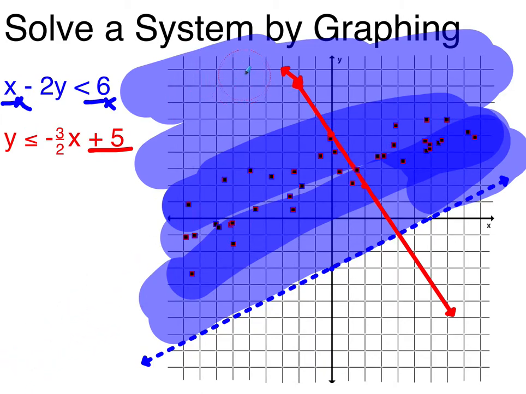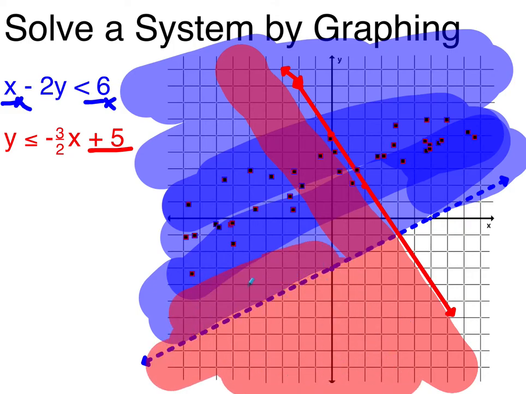Okay, and then we want to shade underneath this line. So all of this stuff is a solution to the bottom line.